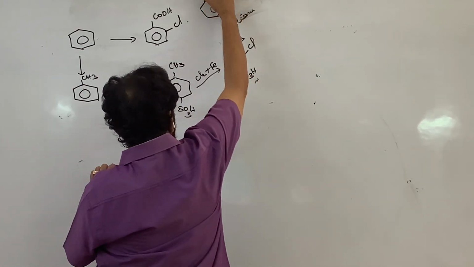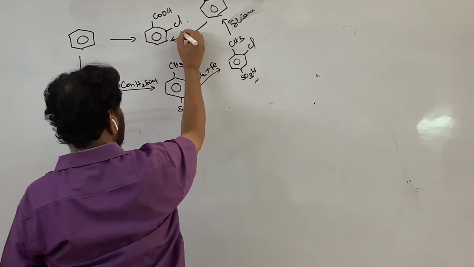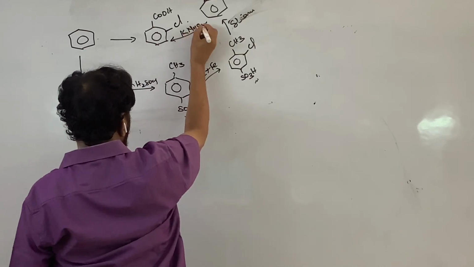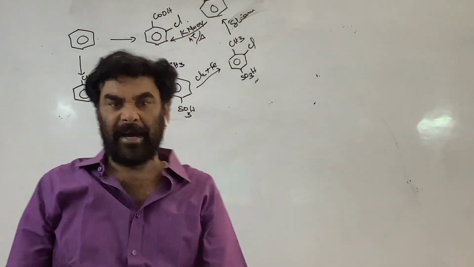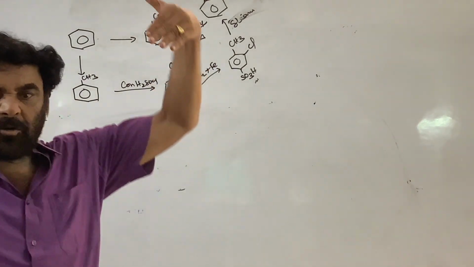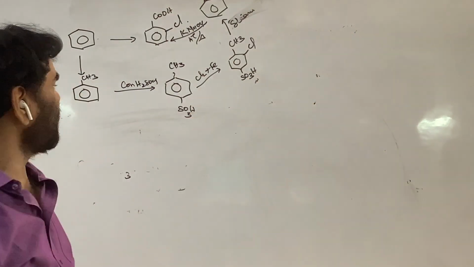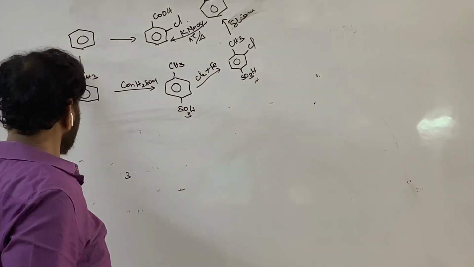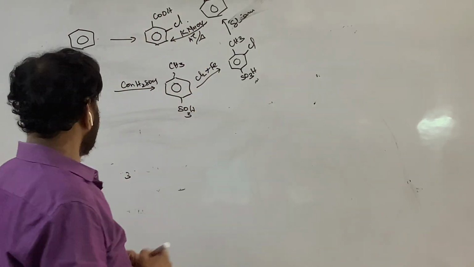Desulfonation takes place, giving the chlorotoluene. This is converted into the acid on treatment with KMnO4, H plus, heat. All alkyl groups that are connected to the benzene ring are converted to COOH, irrespective of the number of carbon atoms. So this is the route for this.